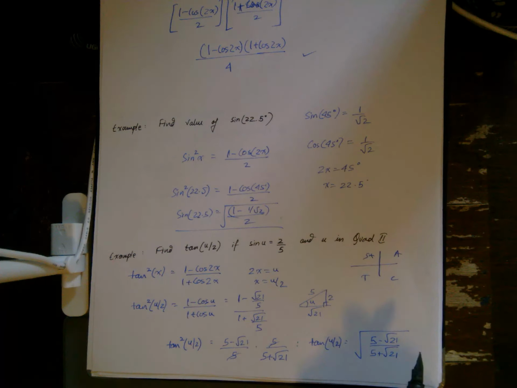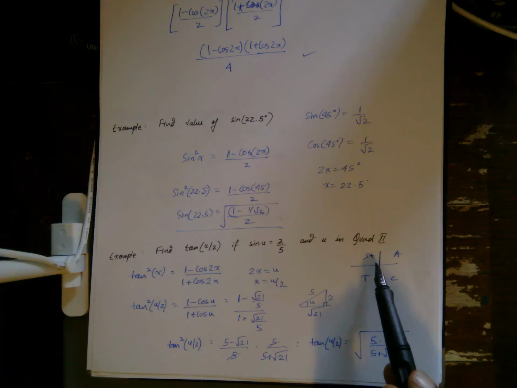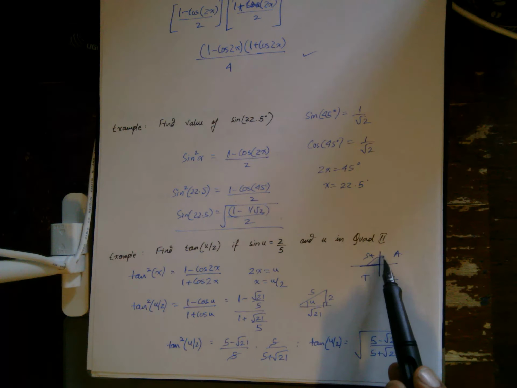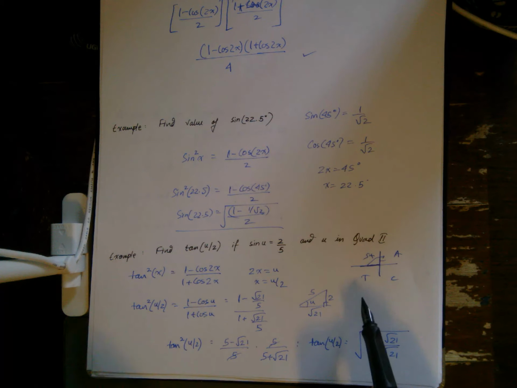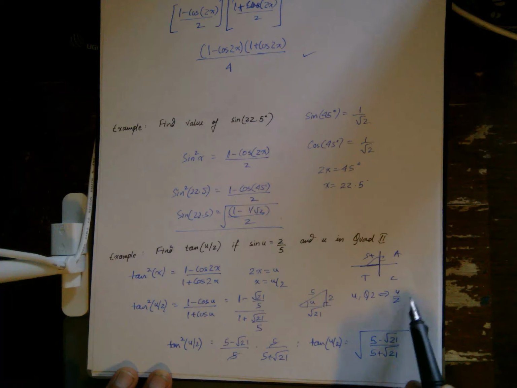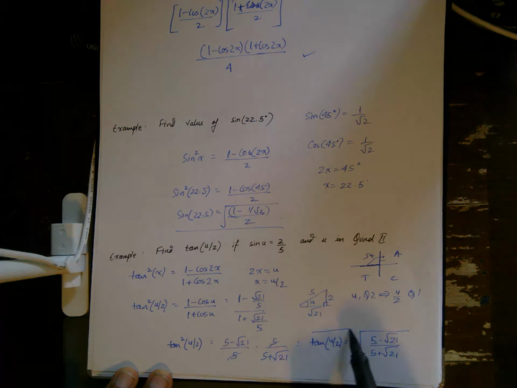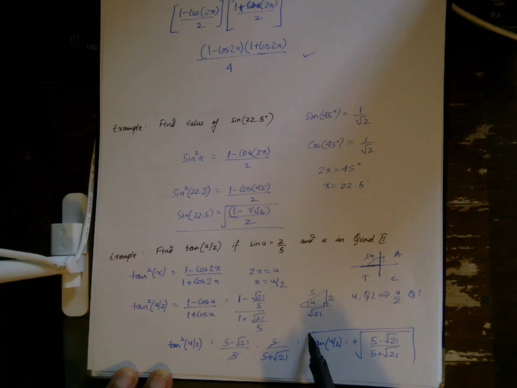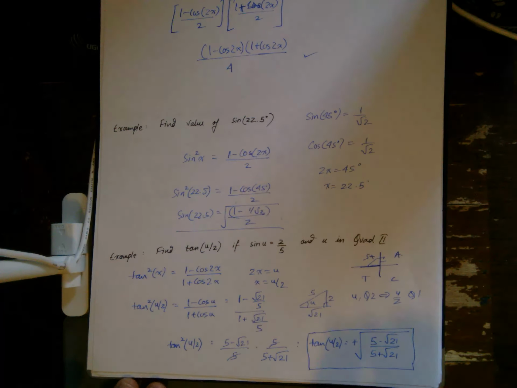Positive or negative? If u is in quadrant 2, it's less than 180, so half of that is going to be less than 90. So u in quadrant 2 means u over 2 is in quadrant 1. In quadrant 1, everything is positive. So tan of u over 2 is also going to be positive.